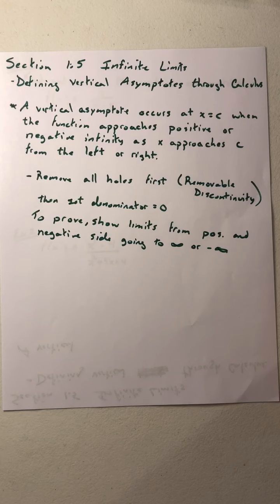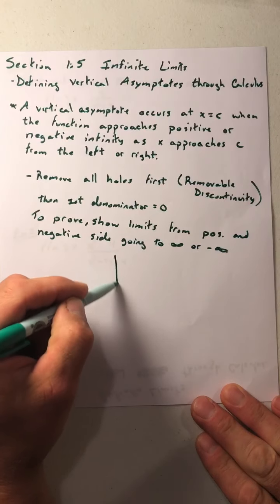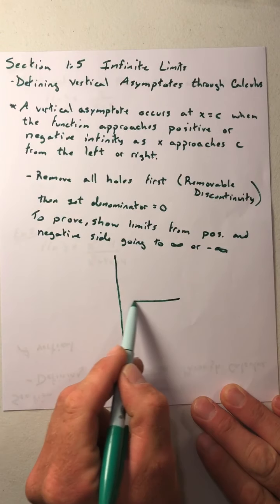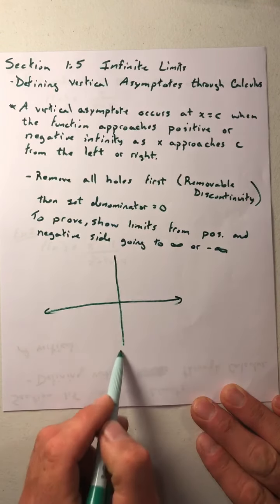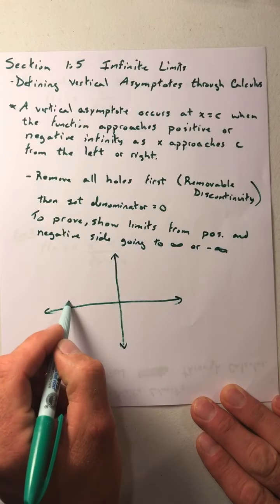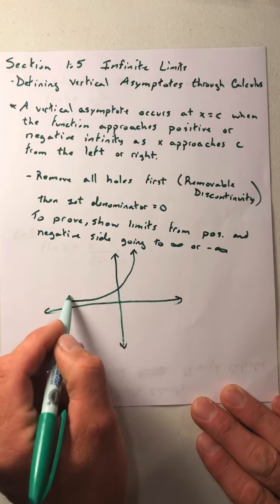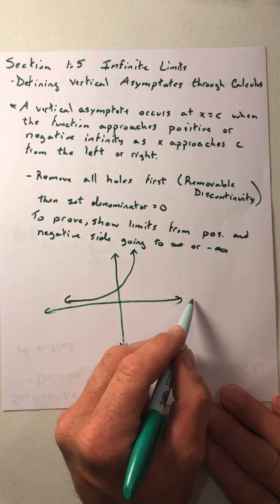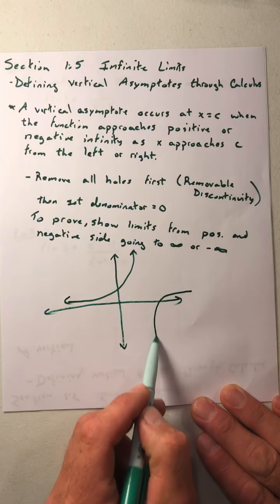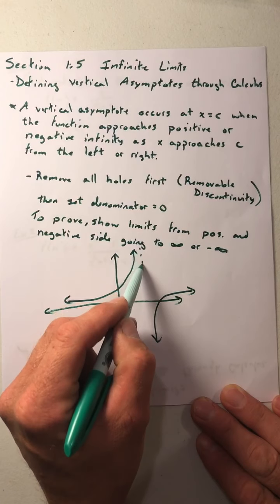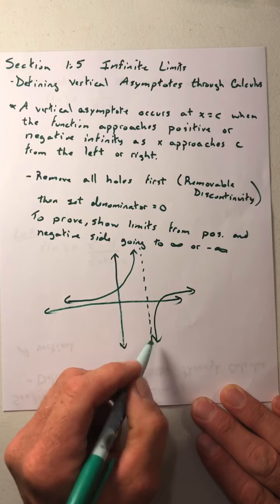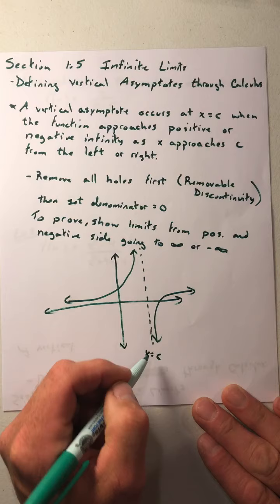So we say a vertical asymptote occurs at x equals c when the function approaches a positive or negative infinity as x approaches c from the left or to the right. So what does that look like? Hopefully we remember what a vertical asymptote looks like. Through the eyes of calculus, maybe we have a branch that comes in like this, and another branch that comes in like this. And we'll define this vertical line here as x equals c.